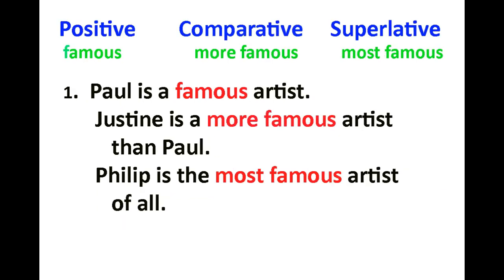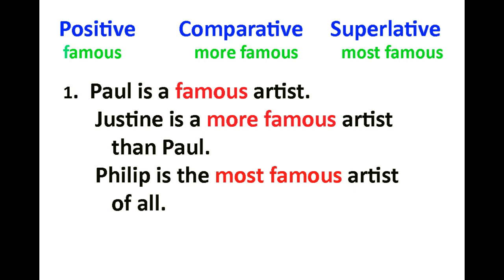Here is another word which is also a 2-syllable adjective, famous. Again, there is no need to change its form since it is in the positive degree, just like in this sentence. Paul is a famous artist.